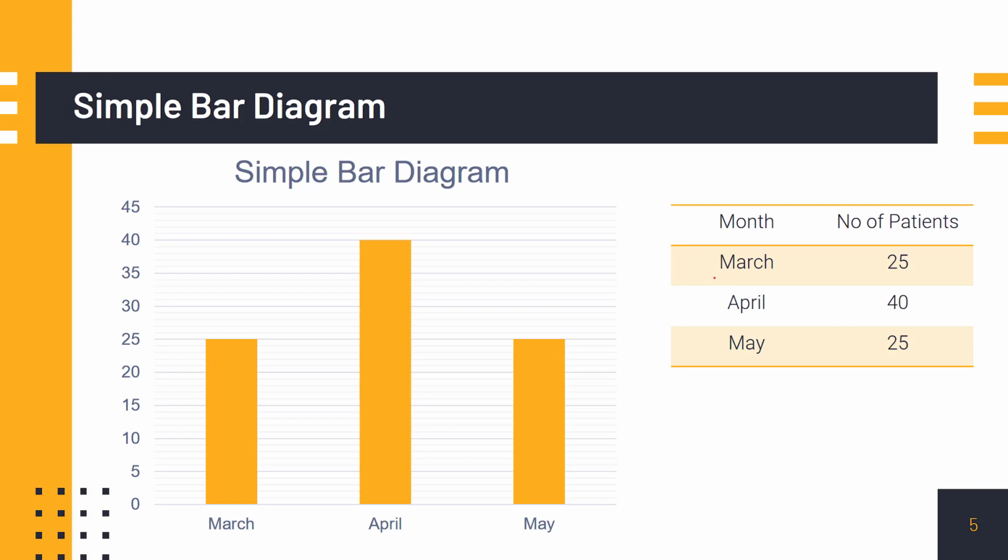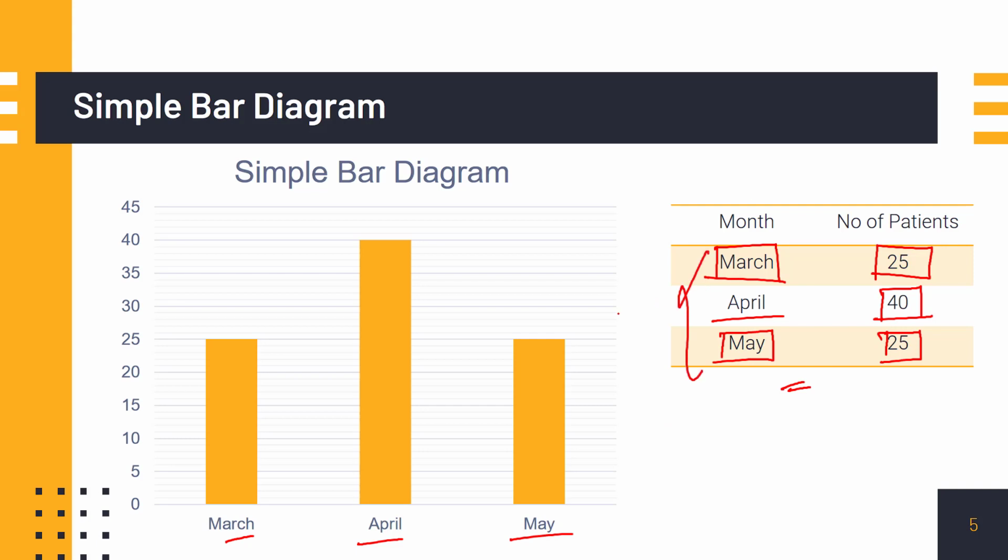So suppose in the month of March we have 25 patients in a particular ward. In the month of April we have 40 patients in a particular ward, and in the month of May we have 25 patients in a particular ward, right? So if I have to represent this data using a simple bar diagram, I will plot the different months on the x-axis and the number of patients, that means the frequency, along the y-axis, right? So this is the bar diagram to represent this data. Now here the classification is only based on the month, right?